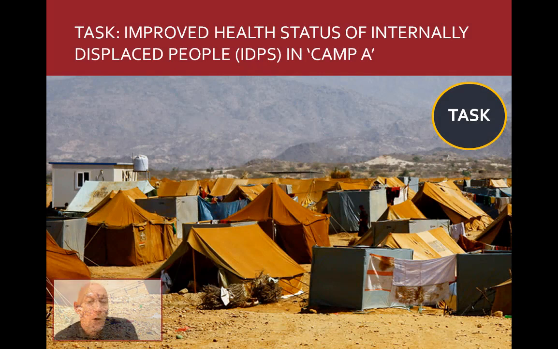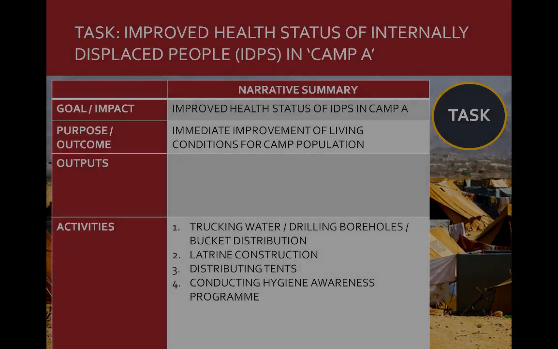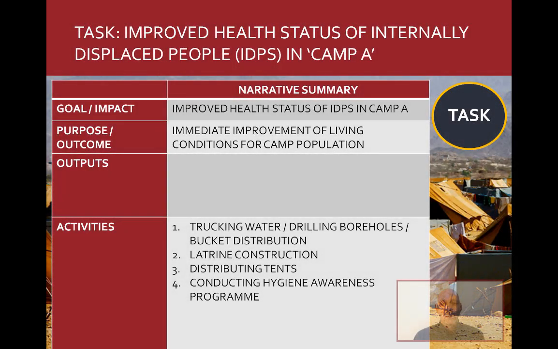For the next task, let's go to Syria. Improved health status of internally displaced people, IDPs, we'll call it Camp A. This time we don't have the outputs, we have the impact. We want improved health of the population in the camp. The outcome then is to immediately improve their living conditions. Now let's jump down to the activities. We're providing water, latrines, tents, and hygiene awareness.